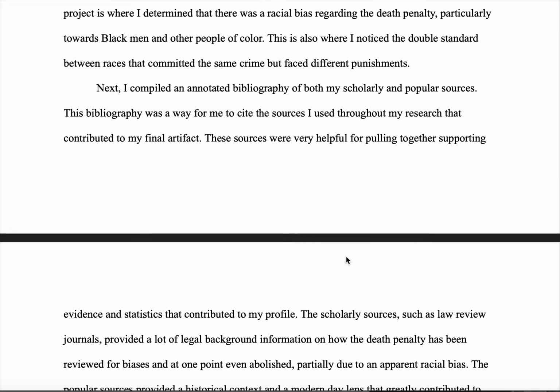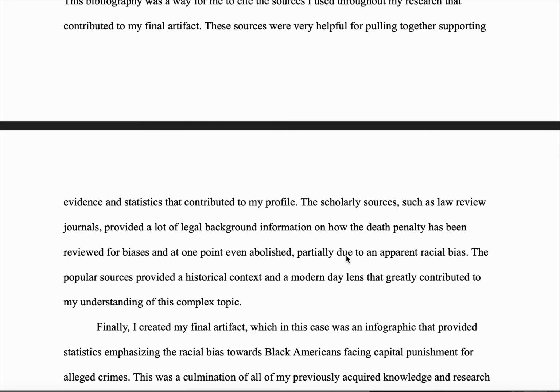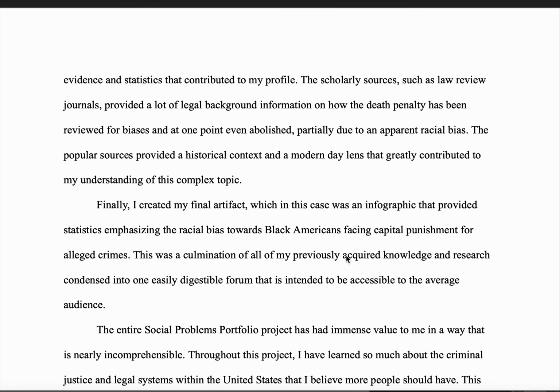Next, I compiled an annotated bibliography of both my scholarly and popular sources. This bibliography was a way for me to cite the sources I used throughout my research that contributed to my final artifact. These sources were very helpful for pulling together supporting evidence and statistics that contributed to my profile. Scholarly sources, such as law review journals, provided a lot of legal background information on how the death penalty has been reviewed for biases, and at one point even abolished, partially due to an apparent racial bias.